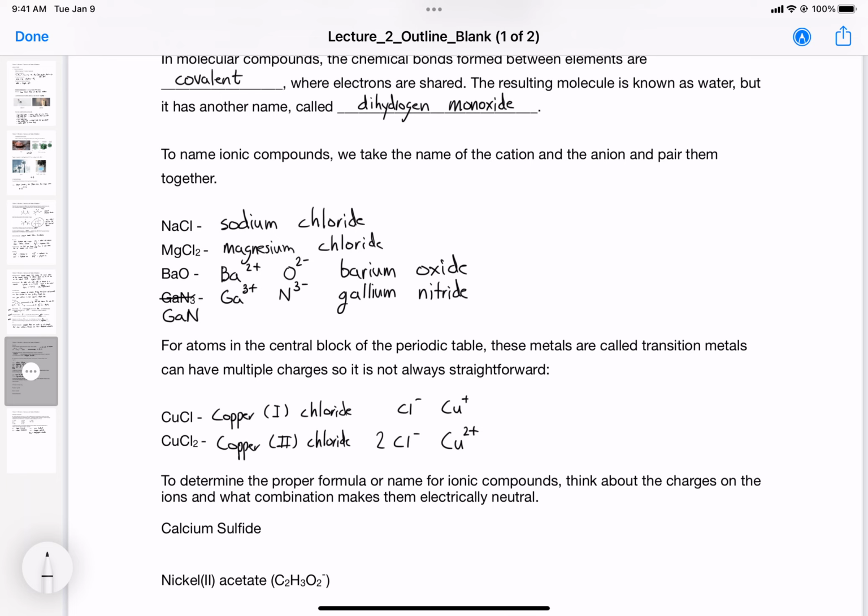Most of the transition metals do this. Some exceptions are zinc and silver. Zinc is always 2+, and silver is always Ag+ in its compounds. So silver is 1+ and zinc is 2+. Those are the only two exceptions you'll have to know.